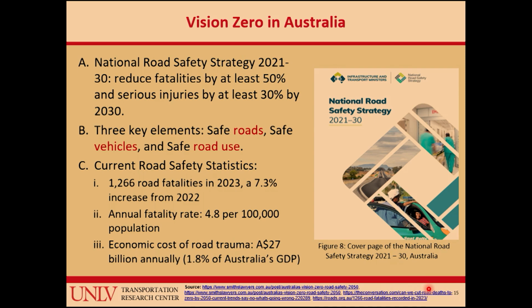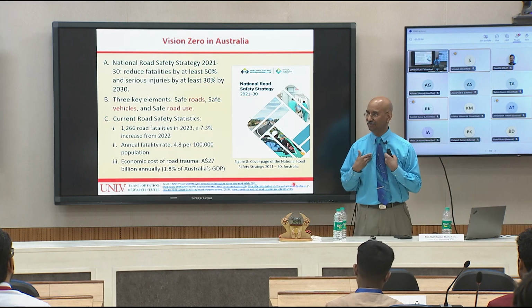And the economic cost is about 1.8. So in the high income countries, developed countries, the economic cost of adverse safety outcomes from road crashes is between 2% and 3 or 3.5%. That's a substantial amount if you look at what it costs society. Means each of us, we are members of society.